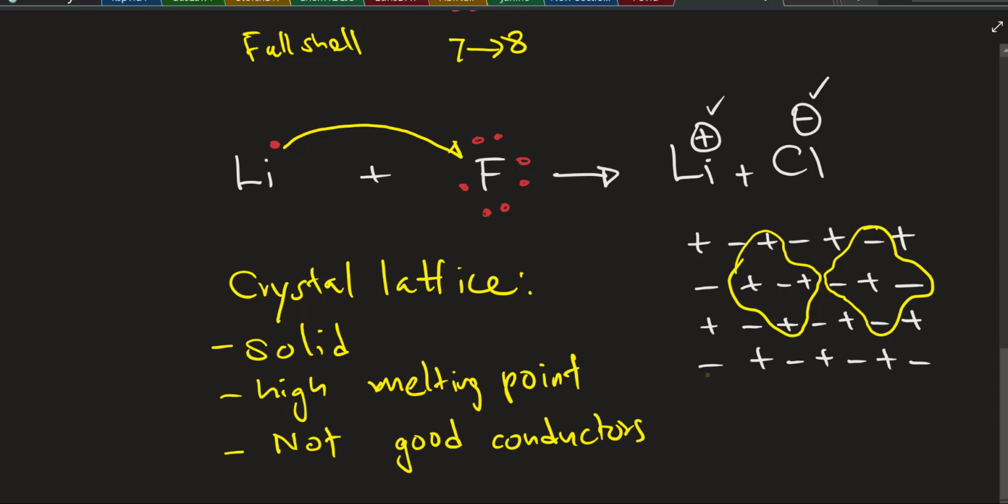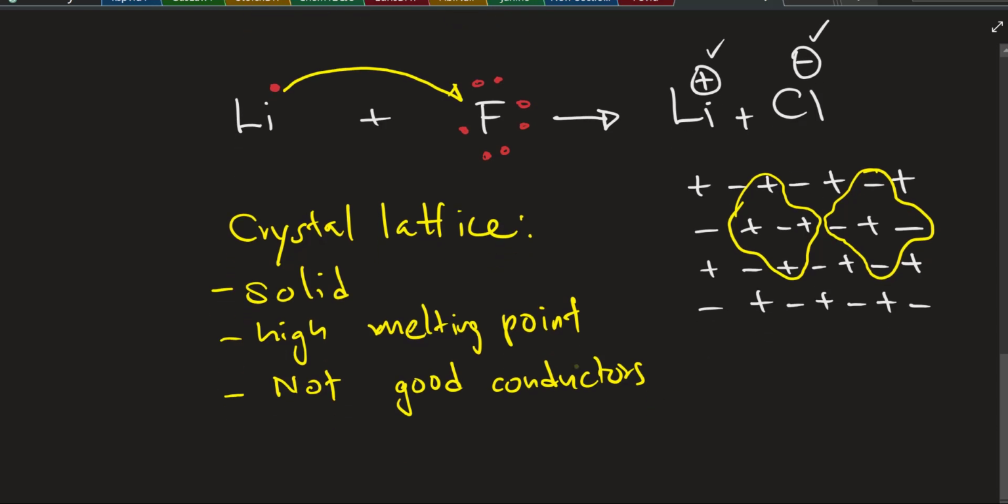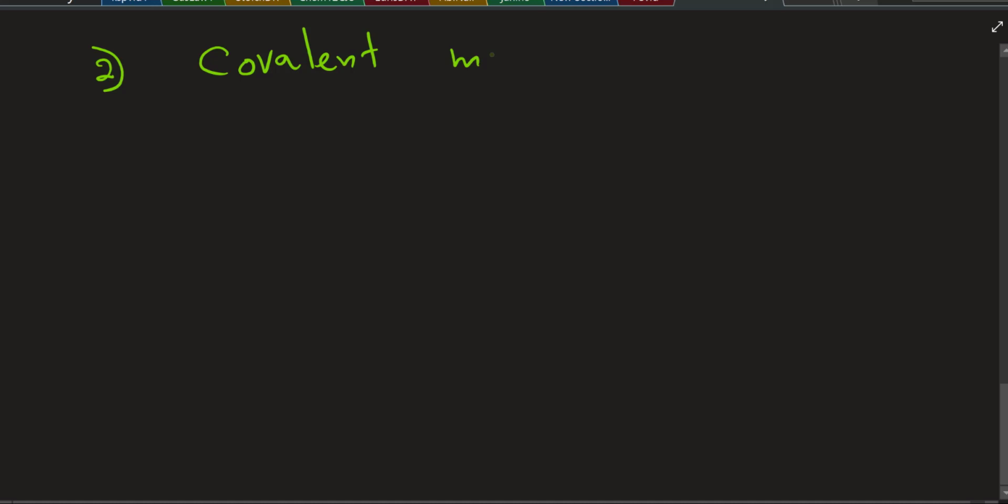The ionic compounds are not good conductors. Why? The reason is these plus and minus are locked in that position. They can only vibrate a little bit. They are not going to move around to conduct heat or electricity. So that's the nature of ionic compounds, right?